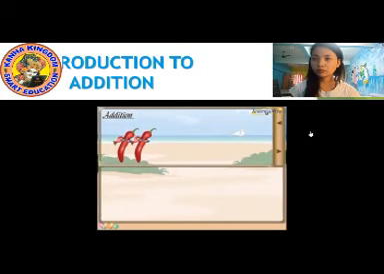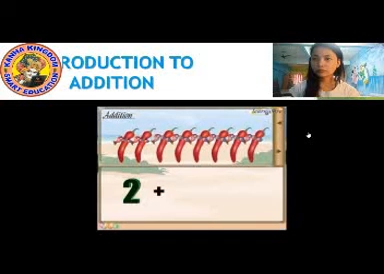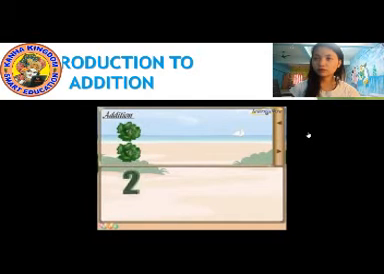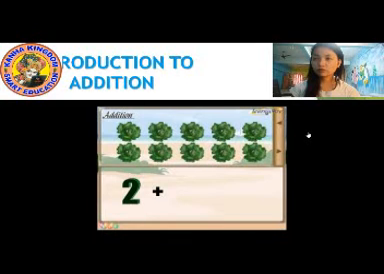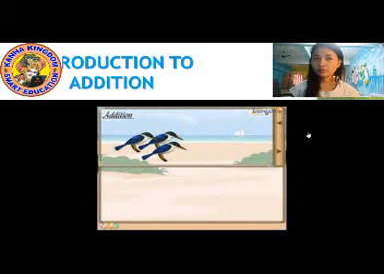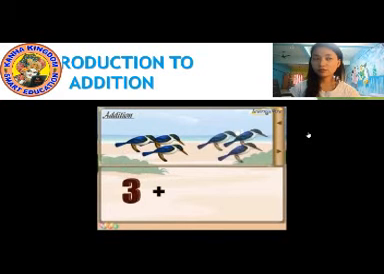2 chilies are wearing sunglasses. Now 6 more chilies are wearing them. So you understand, 2 plus 6 is equal to 8. 2 cabbages are waiting. They look shy. Here come their 8 friends. Oh my goodness, there are 10 cabbages now. 2 plus 8 is equal to 10. 3 kingfishers are sitting together. Look, 3 more kingfishers are sitting with them. That means 3 plus 3 is equal to 6.